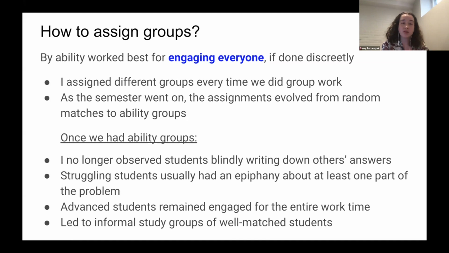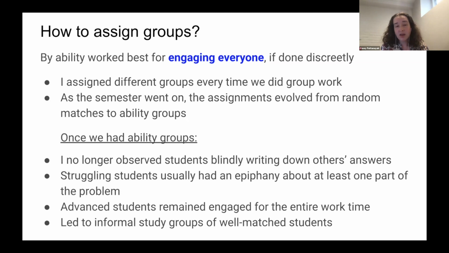So what did I observe? I observed that once we had ability groups, there were no longer students blindly writing down what others were doing, or at least many fewer of those students, right? So if you take a struggling student and put her in a group with people who already have a solid understanding, she just writes it down or types in her code or whatever it is. But that wasn't happening because the struggling students were in a group together and they had to come up with a response.